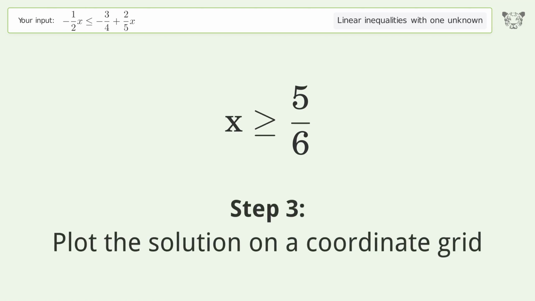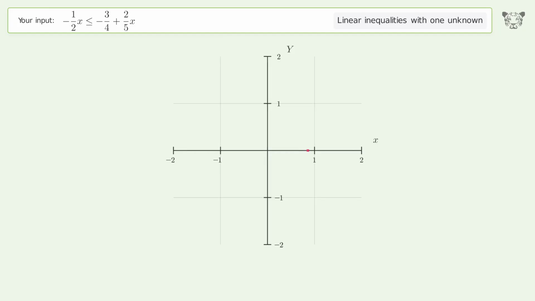Plot the solution on a coordinate grid. And so the final result is x equal or greater than 5/6.